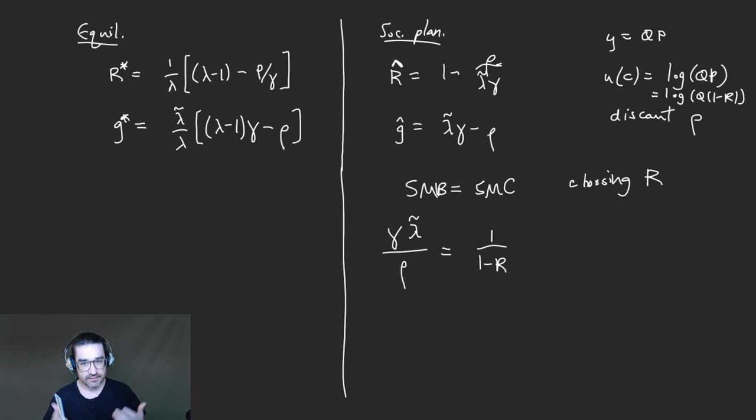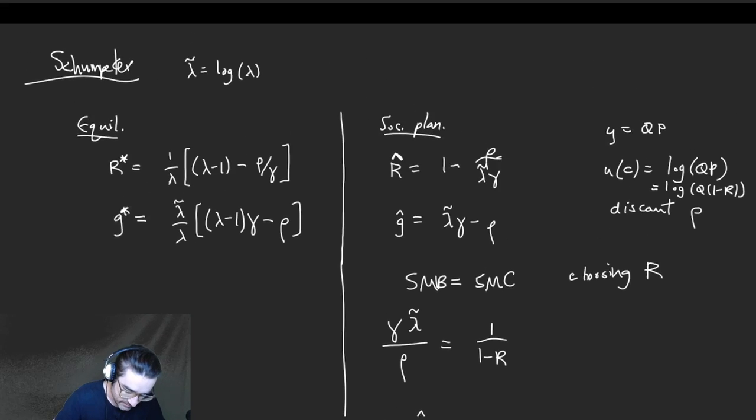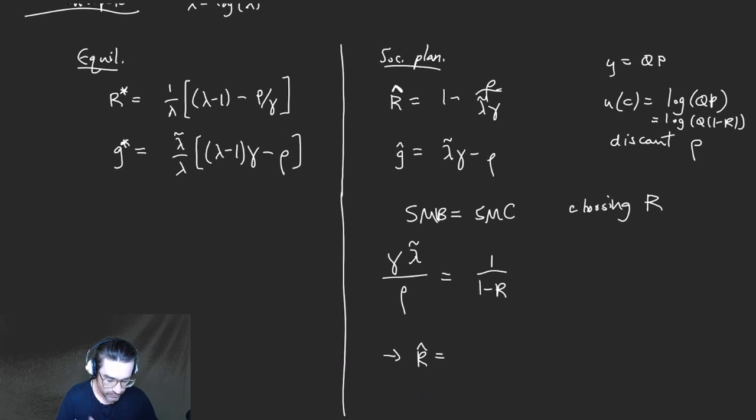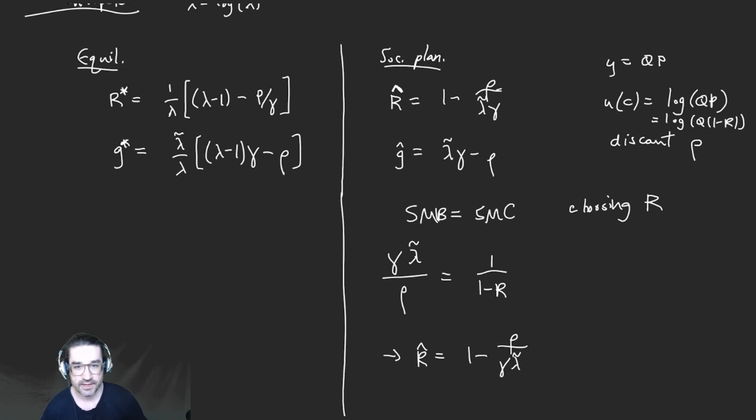So, I'm being pretty informal here, but this is the logic for that calculation. And in fact, if you solve this, you get the same thing. You get r hat is, well, if you look up top, it's 1 minus 1 over that thing we have on the left. So to solve for r, you invert it and do 1 minus, right? So you're going to get 1 minus rho over gamma. Okay, so you get the same thing. That informal logic that I gave happens to be right.